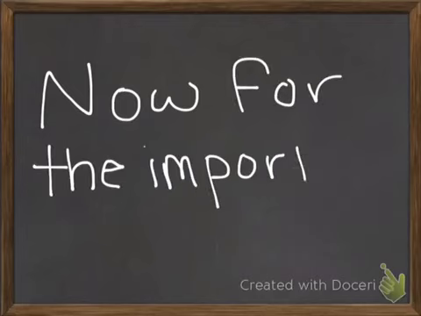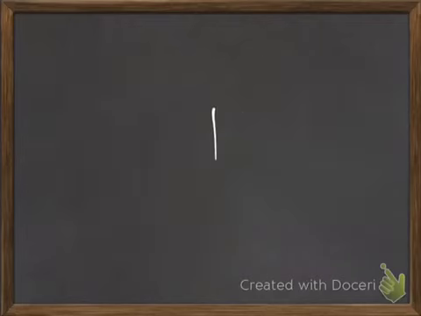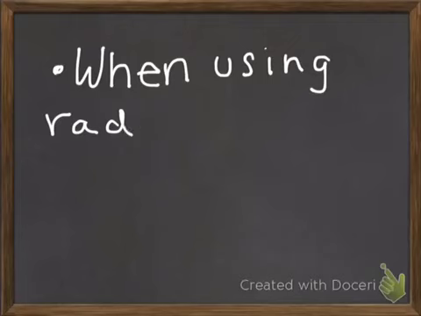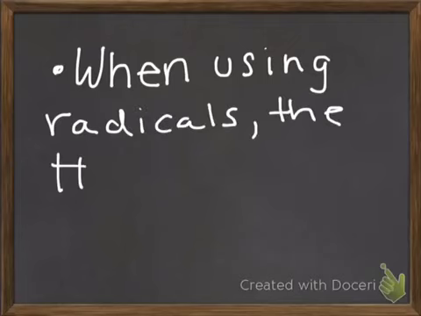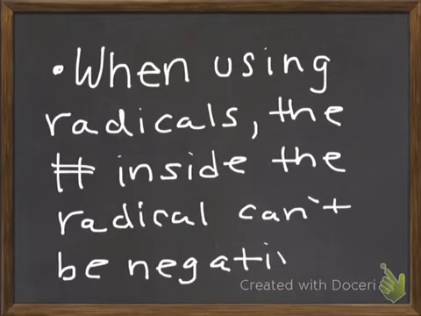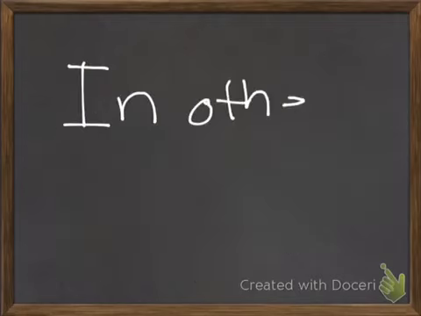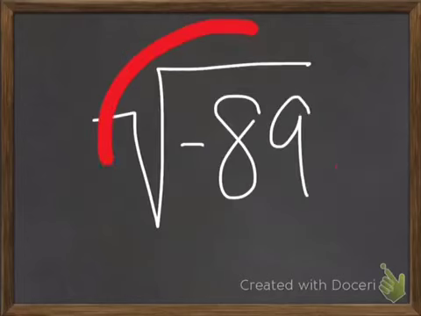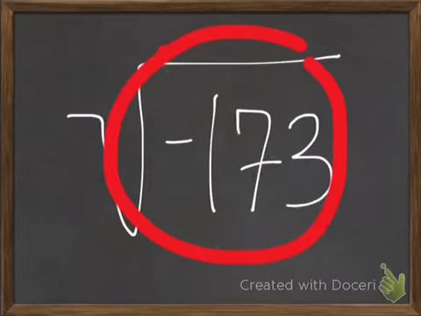Now for the important guy. I is equal to radical -1. When using radicals, the number inside the radical, otherwise known as the radicand, can never be negative. In other words, nope, and no.